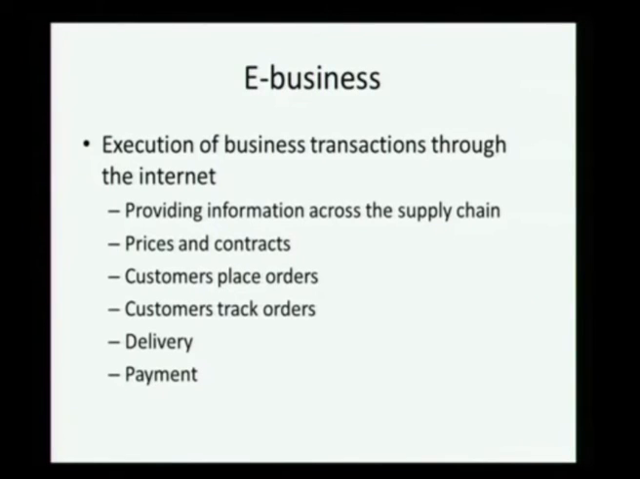Some of the aspects are providing information across the supply chain, such as prices and contracts, telling the customers about the prices so that they buy, price changes, contracts. Customers can place orders, and customers can track orders. The delivery aspect as well as the payment aspect can be ensured through e-business strategies. Payments are also famous. Today we are able to pay most of our bills electronically. So there is a very large role for e-business and e-commerce in the supply chain.